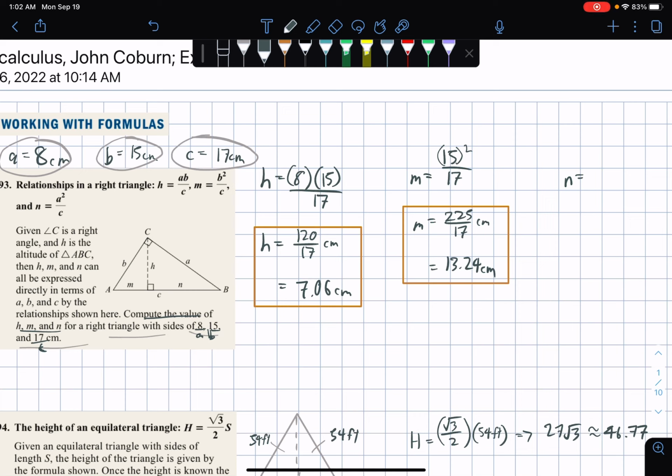So for letter N, A raised to 2, which is 8 raised to 2, divided by C, which is 17. So 8 times 8 is 64, and put the denominator as 17. Another answer could be 3.76 centimeters.